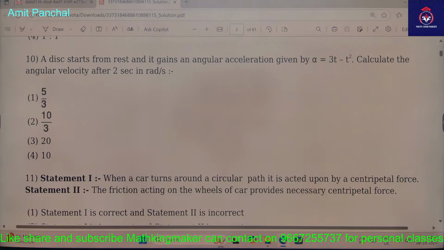You just integrate this, right? Yes. You just integrate 3t minus t square and then put the value of t. It will be a definite integration. It will be 0 to t, 0 to 2. Yes. Just do it.